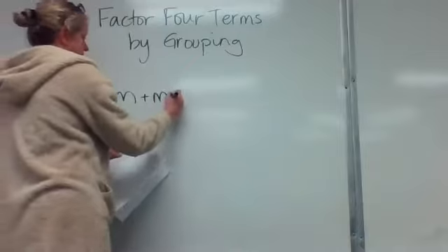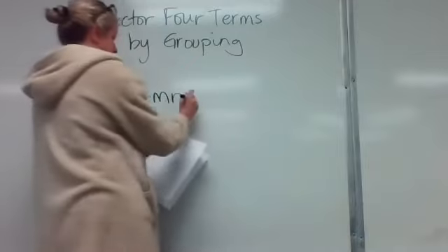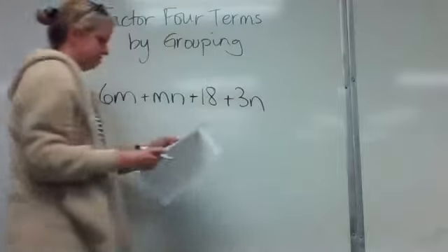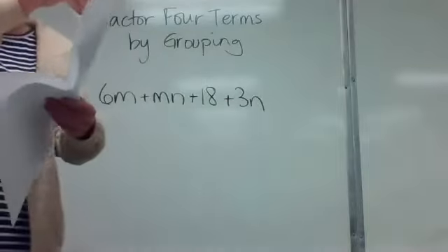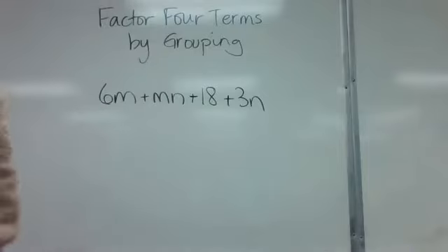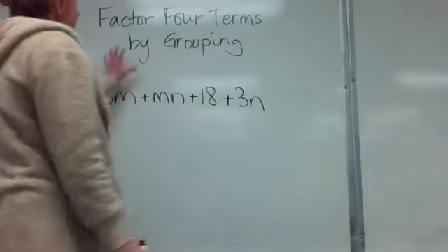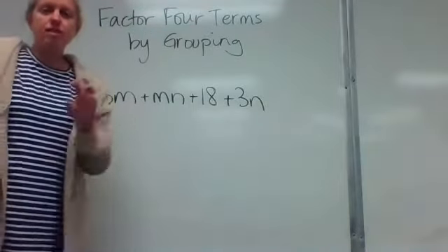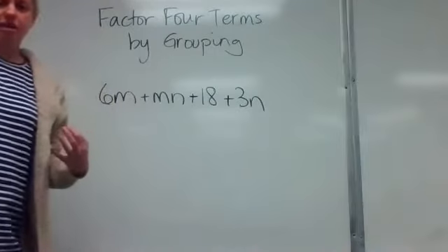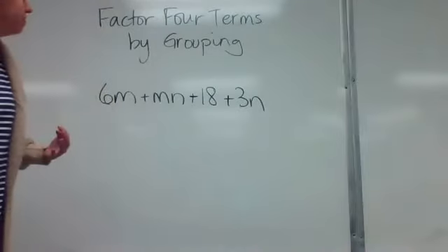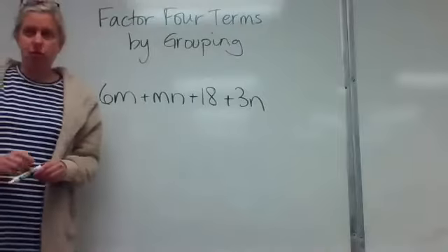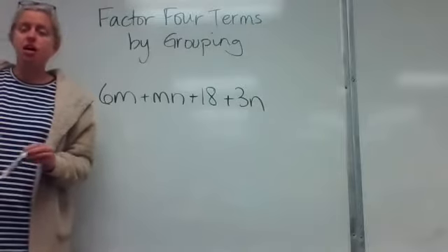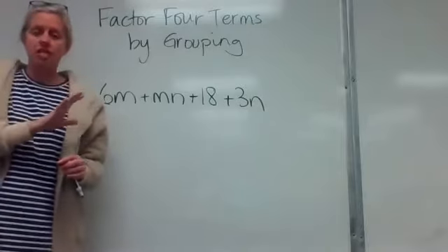6m plus mn plus 18 plus 3n. So how do I know that I'm doing something different than I have been doing? Okay, first thing you always look for is a greatest common factor. Something in common, what we've been doing the whole time.